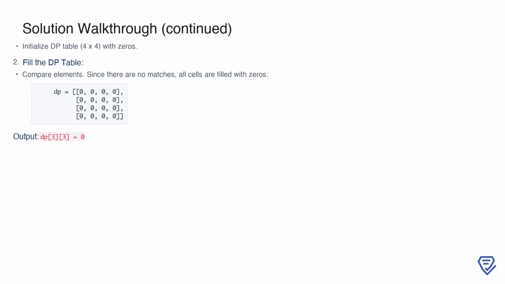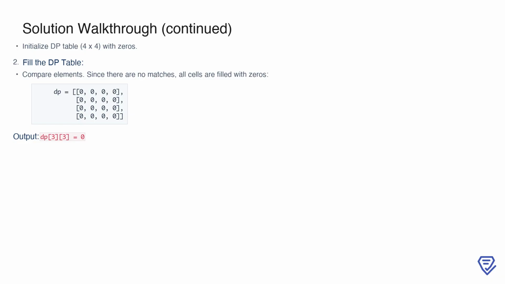In this final example, as we fill the DP table, we compare each element of nums1 with each element of nums2. Since no elements match, the value in every cell of the table remains 0. The final DP table is completely filled with zeros, indicating that there are no uncrossed lines possible between these two arrays. The result, as represented by dp[3][3], is 0.